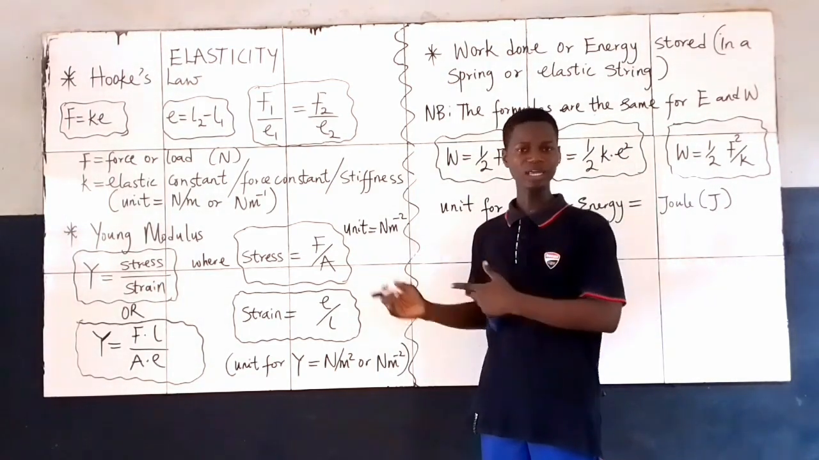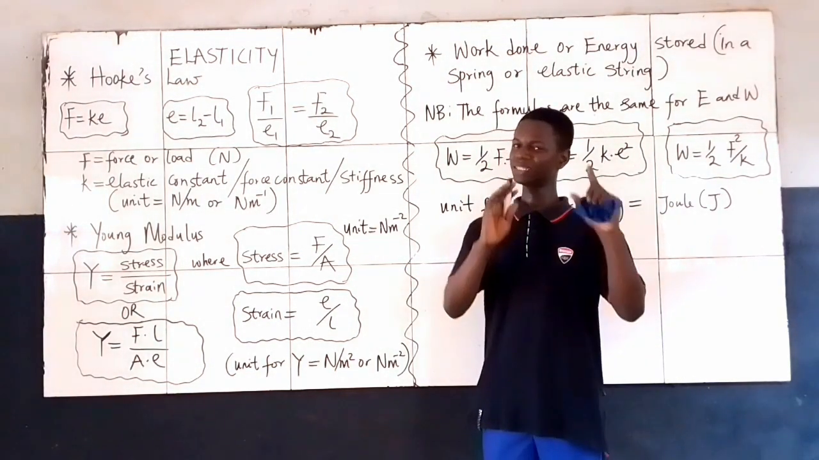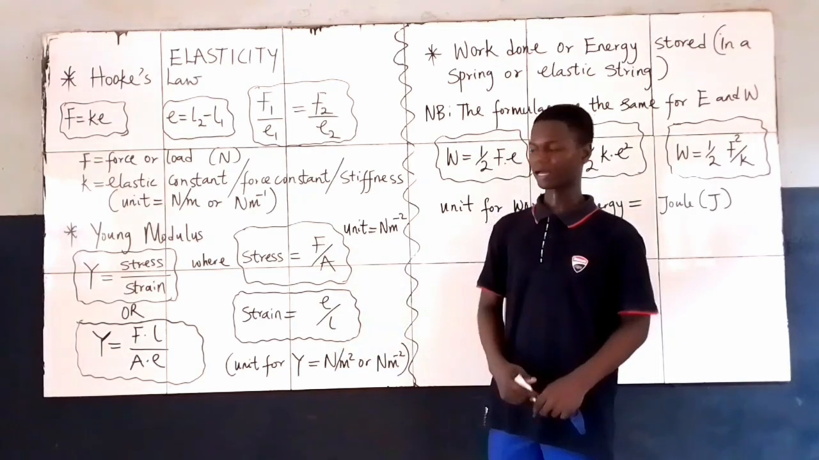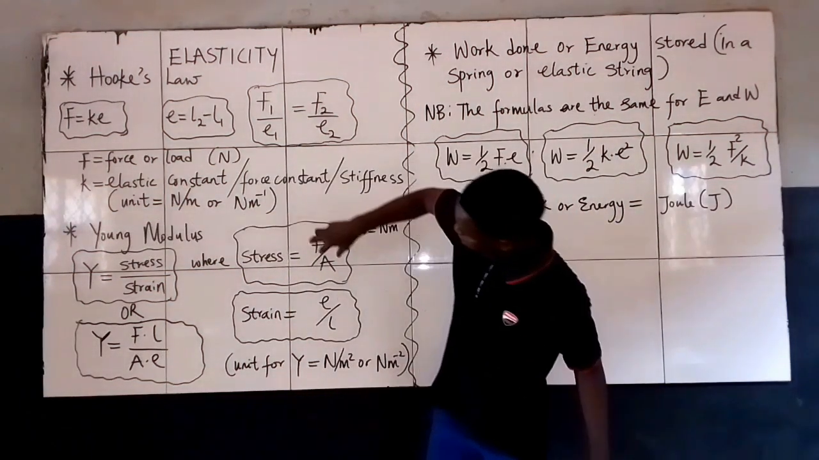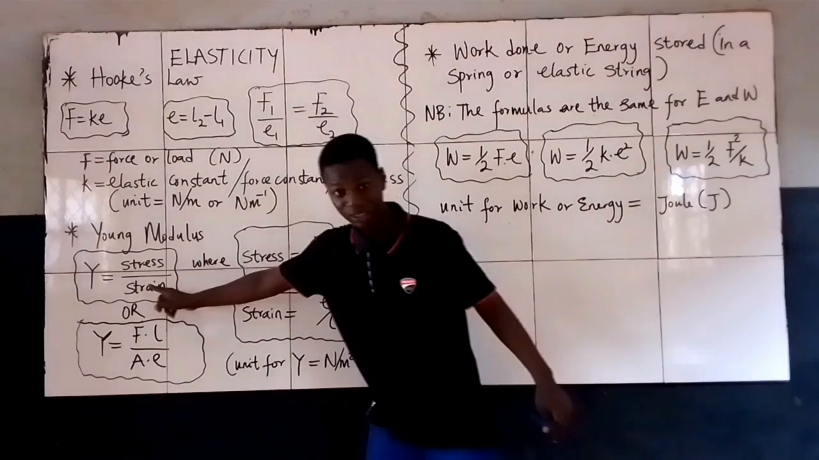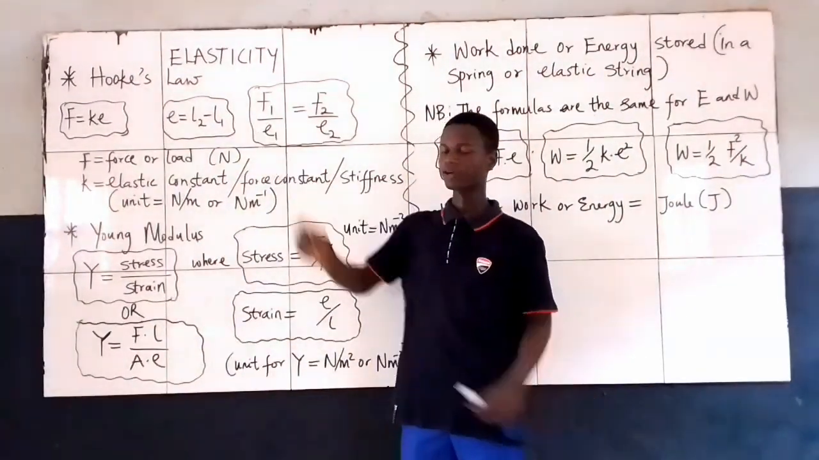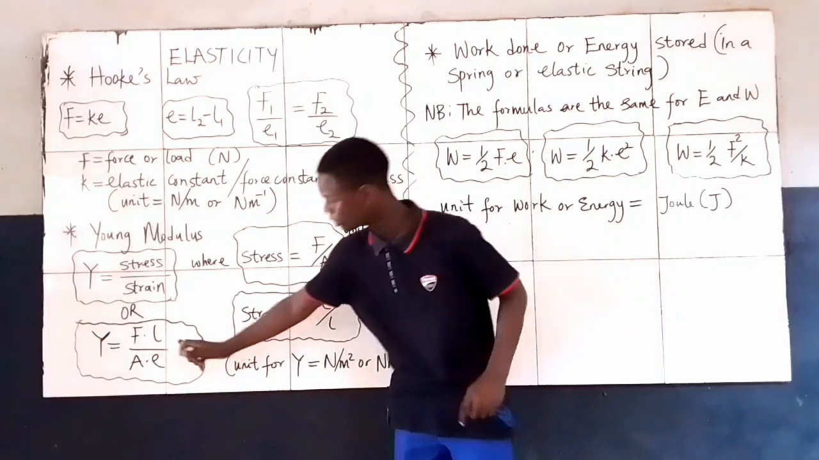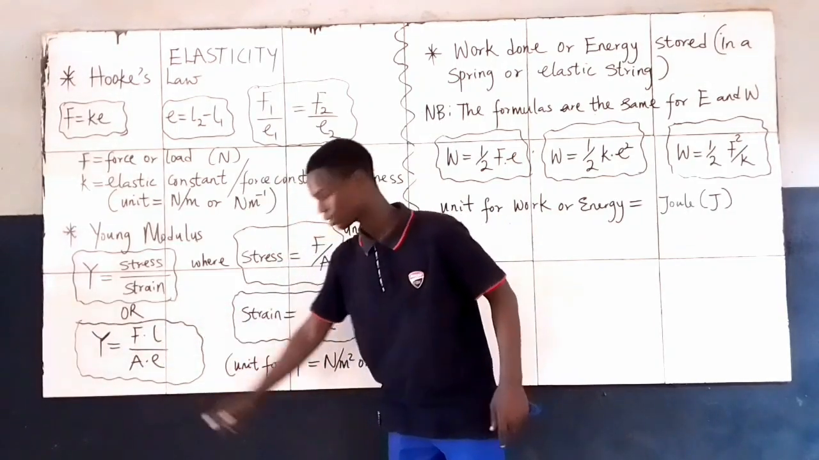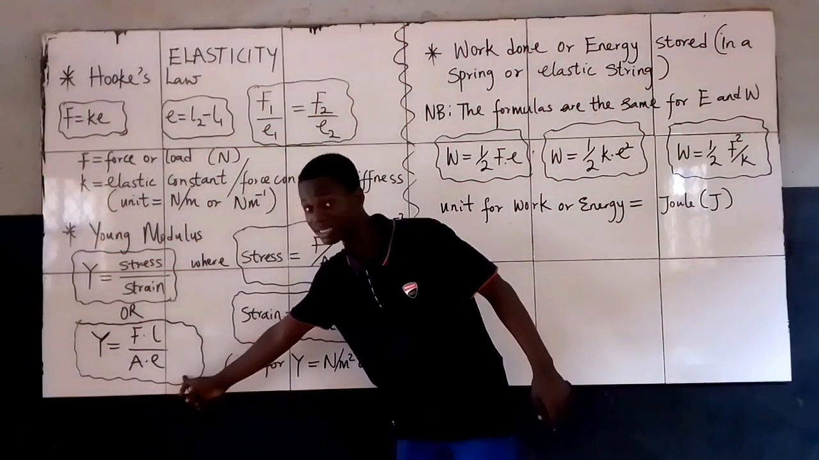Therefore strain is a dimensionless quantity. Now, combining these two formulas, if we replace stress with force over area and replace strain with extension over length, the formula that we'll get for Young's modulus will be force times length over area times extension.